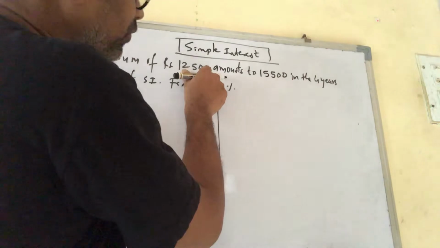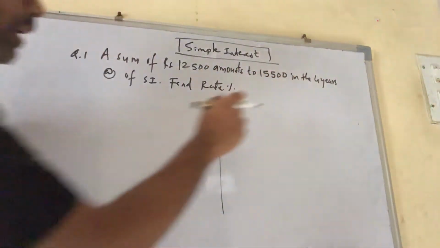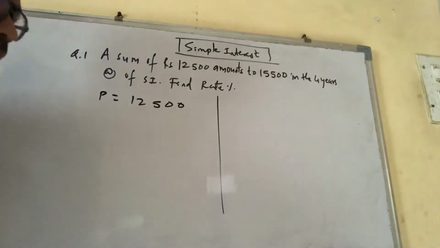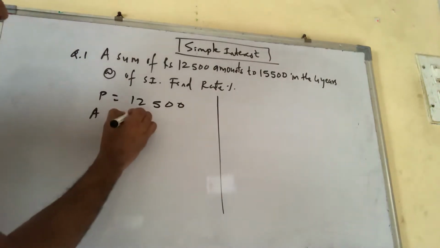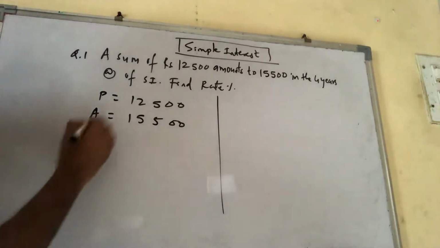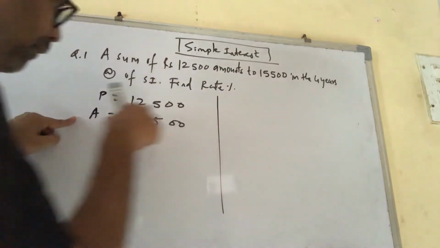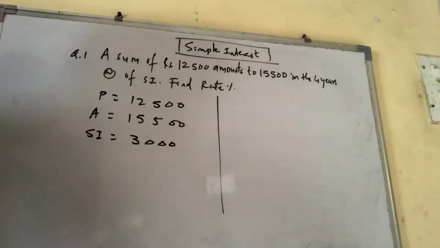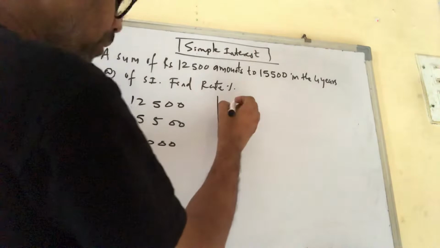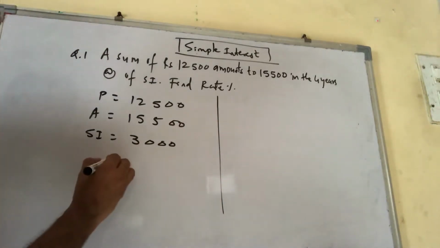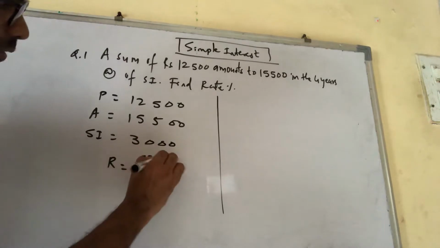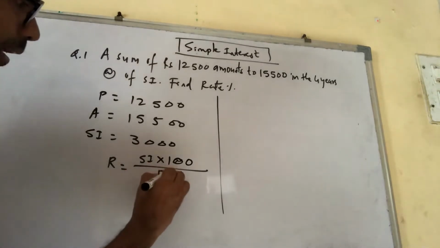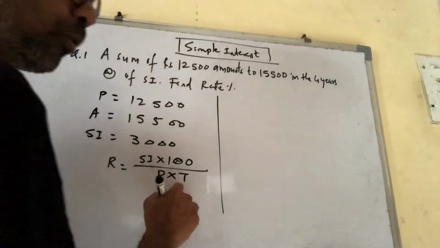A sum of rupees 12,500 amounts to rupees 15,500. Now pay attention here. A principal you have, that is 12,500. This is your principal. Your amount is 15,500. So if you know amount as well as principal, from these two values you can find simple interest, that is going to be 3,000. So with the help of which formula? With the help of this: R is equal to simple interest into 100 divide P into T. With the help of this formula you can get the answer.